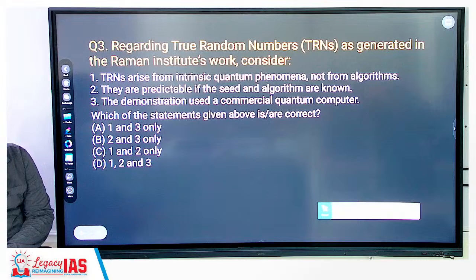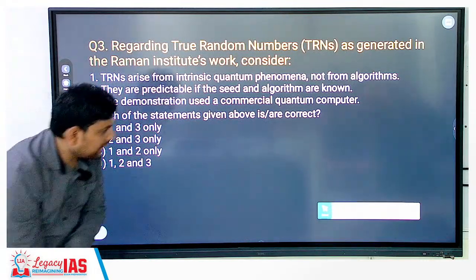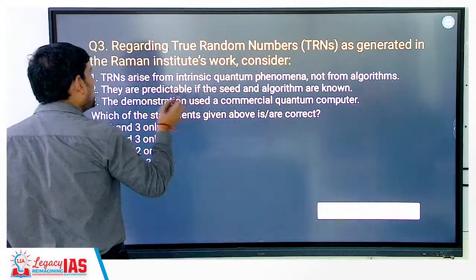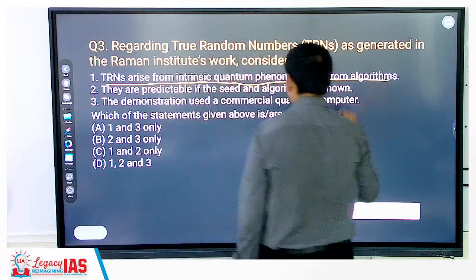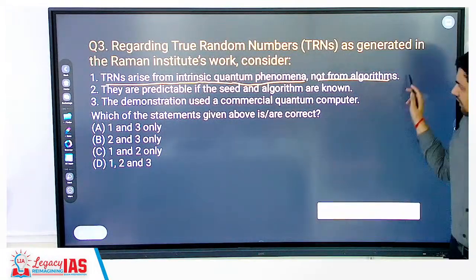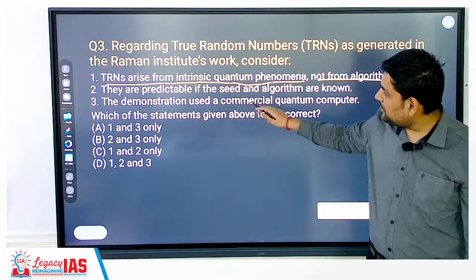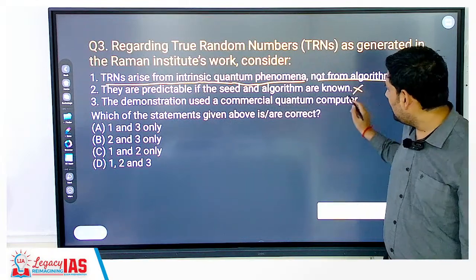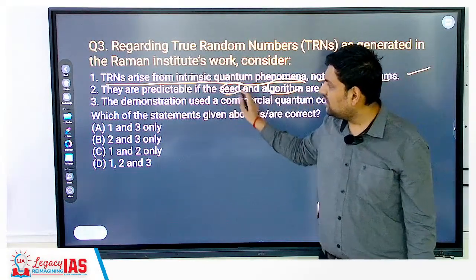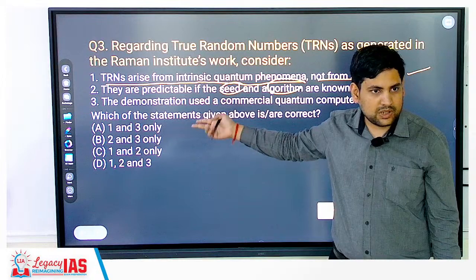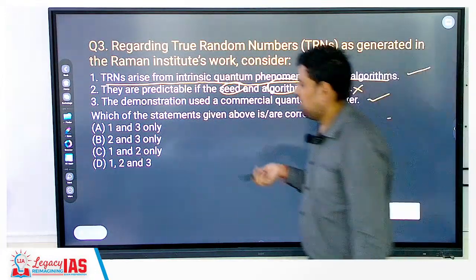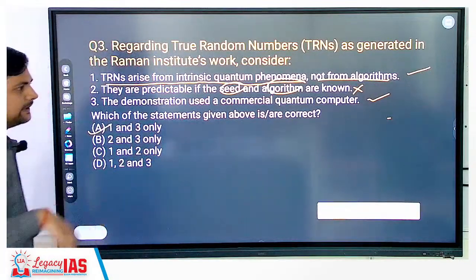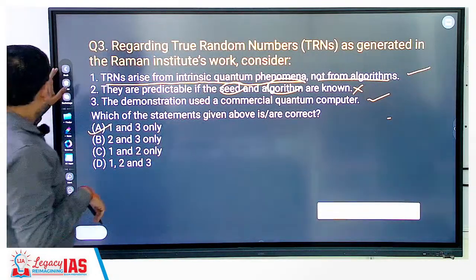What do you think? Yes. Okay. So what it says, this is about TRNs. TRNs arise from intrinsic quantum phenomena, not from algorithms. This is correct? Yes. Then they are predictable if the seed and algorithm are known. No, they are not based on any algorithm or seed. Correct? They are not predictable by them. Then the demonstration used a commercial quantum computer. Yes, it's factual. So answer becomes 1 and 3. Correct? Yeah.